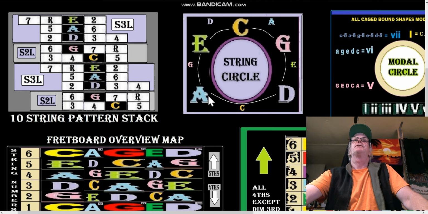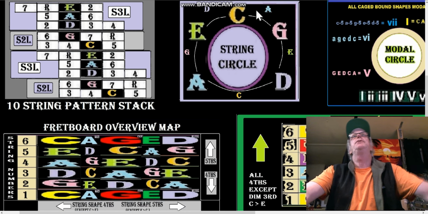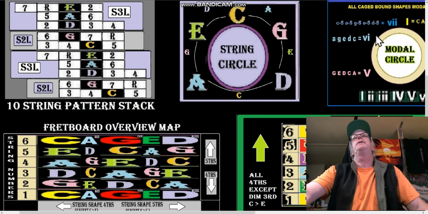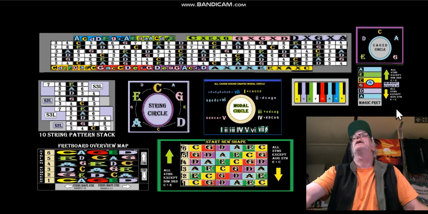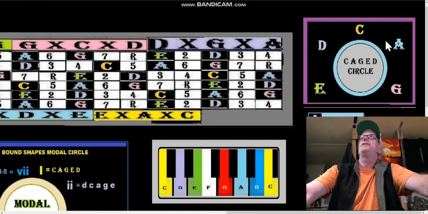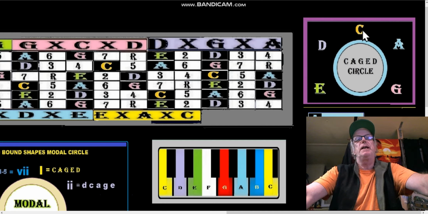Now the string circle is interesting. If you want to learn how to go in fifths, you just spell the word caged, and we'll look at the caged circle for a second up here. The caged circle is C-A-G-E-D. If we skip every other letter in caged, we're going in fifths. Fifth of C is G, fifth of G is D, fifth of D is A, fifth of A is E. And then the augmented fifth, the fifth of E is B, but we go back to C to fit it to the word caged.